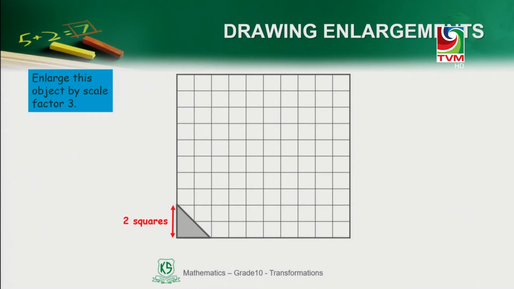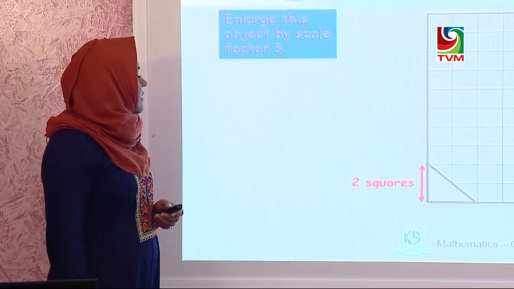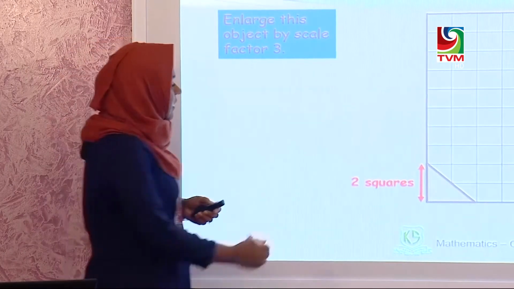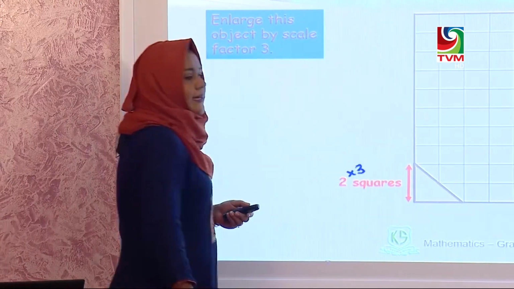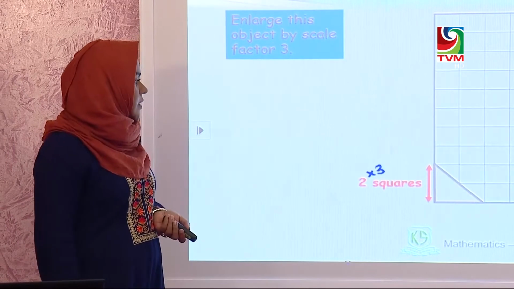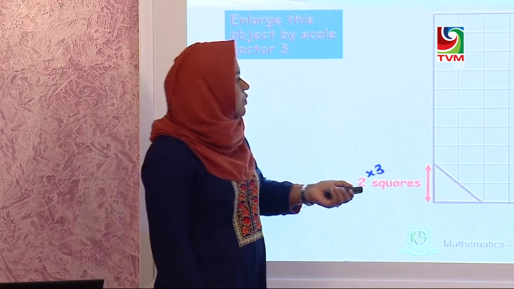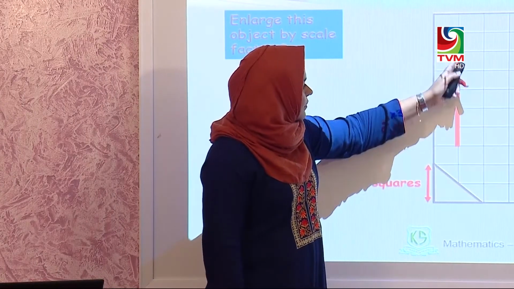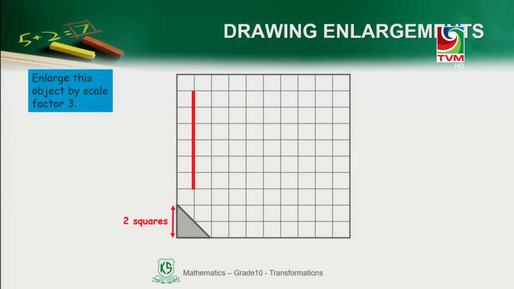Here if we take this side of the triangle, the length of the side is 2 squares. So we are going to multiply this by the scale factor. Here the scale factor is 3, so multiply it by 3 to get the length of the same side on the enlargement. 2 times 3 is 6. So the corresponding side of the enlargement will have 6 squares. So you can draw the same side with 6 squares.